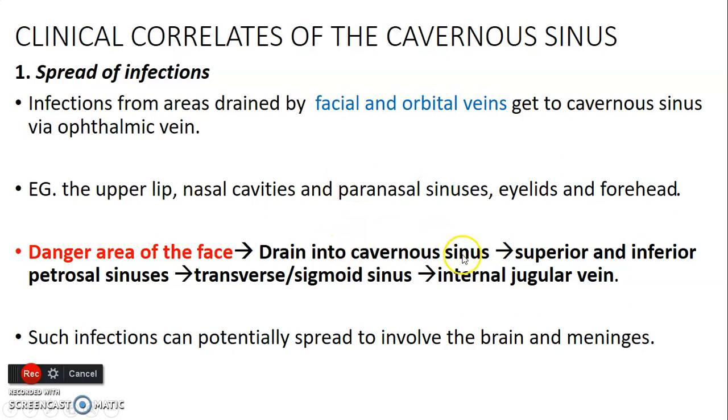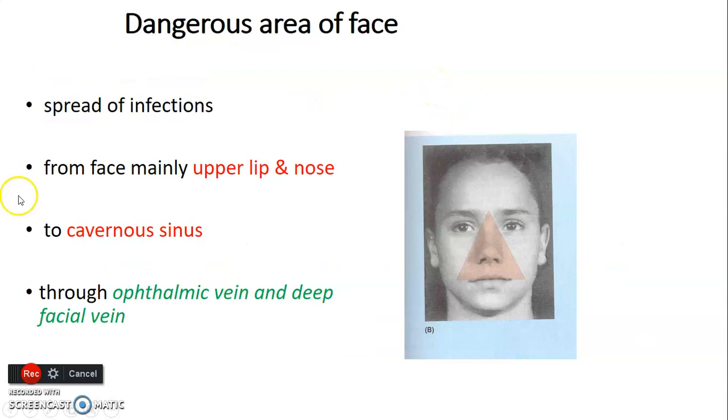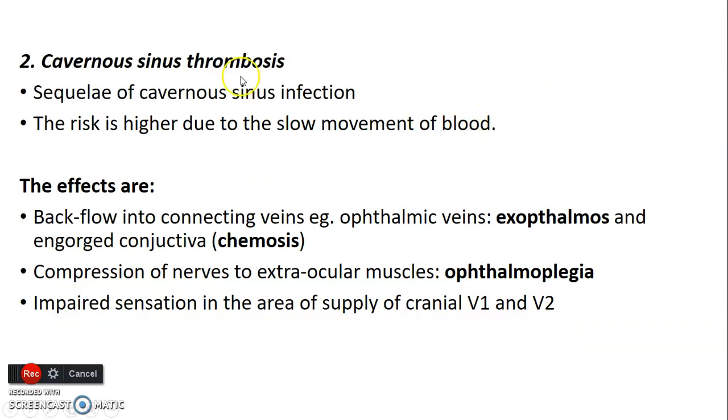And remember, these cavernous sinuses drain via the superior and inferior petrosal sinuses. So superior petrosal will join transverse to form sigmoid, and sigmoid will be joined by inferior petrosal to form the internal jugular vein. So infections within the danger area of the face are potentially deadly because they can spread into the brain and the meninges via the cavernous sinus. So you can spread the infection from this danger area involving the nose and the upper lips to the cavernous sinus through the facial vein here and the ophthalmic vein that will take it to the cavernous sinus.